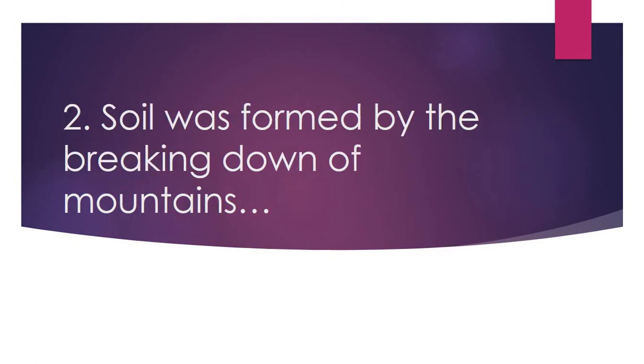Number 2. Soil was formed by breaking down of mountains. Please try to understand the statement. Try to recollect the data you have understood from the chapter. In chapter number 4, soil was formed by the breaking down of mountains. How is soil formed? It was written on the first or second page itself. Everything was drawn. Diagrams were there. It was labeled, and every step was clearly written here in the textbook.